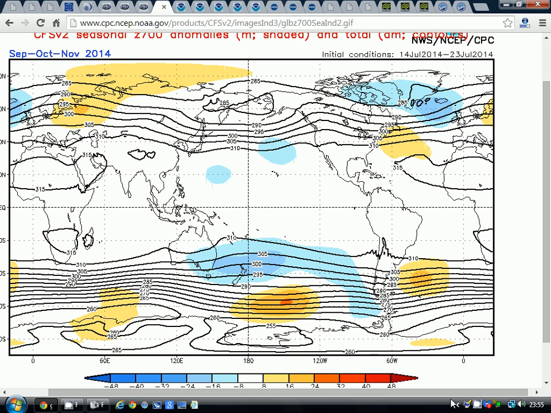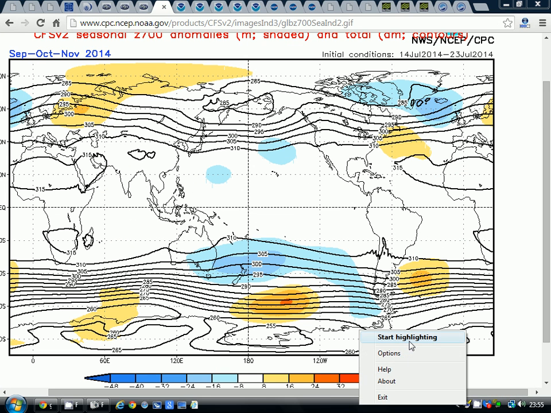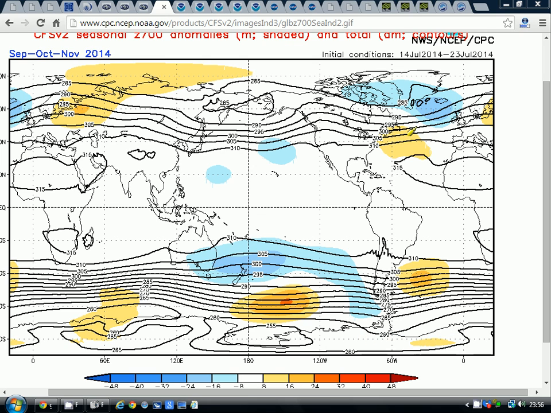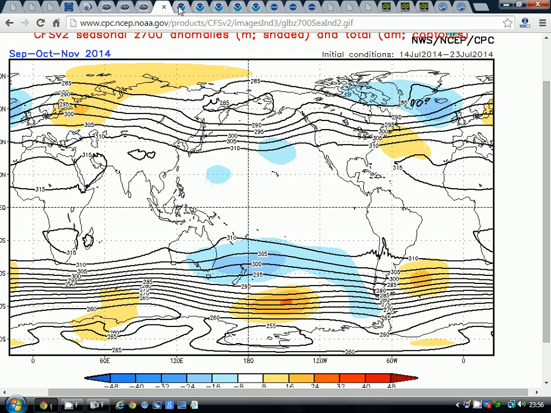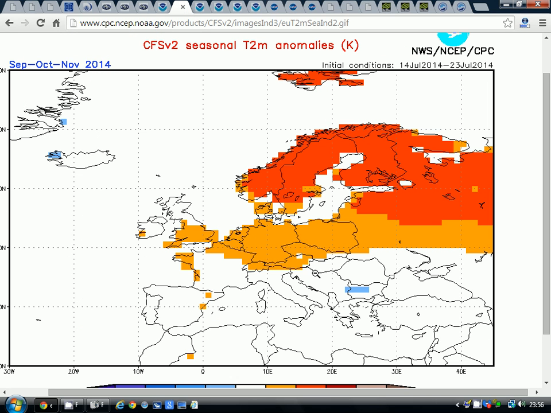Let's have a look at some of the products from the United States next, and we're going to look at the 700 millibar height anomaly chart for the autumn. First of all, we've got an area of below average heights in the Atlantic, and quite a strong jet stream running across the Atlantic. So that is quite an unsettled looking signal, I think, for the autumn. The temperature signal is quite obviously above average, a warmer than average autumn being predicted for most of northern, central and northwestern Europe. Not surprising, because the jet stream is blasting through off the Atlantic.